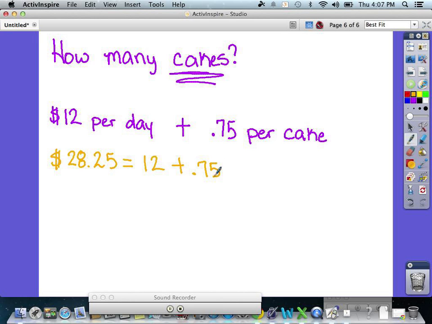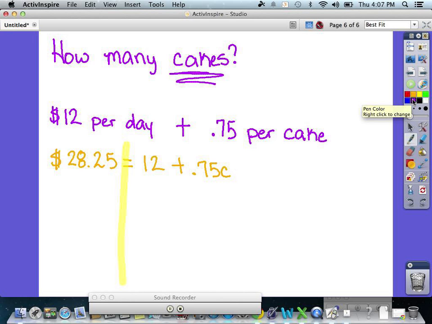Per means to multiply. We don't know how many cakes I made, that's what we're looking for. So we're just going to use the variable C to determine how many cakes I made. Now we have a basic equation and we need to solve for our variable. First, I'm going to divide my paper. I don't have that much room, so I'm going to try to write small. I normally write big.